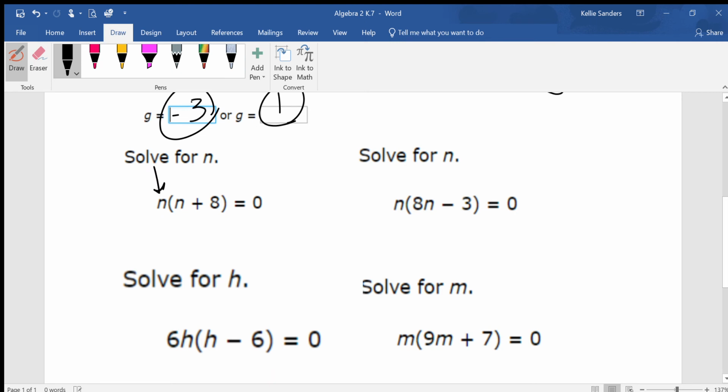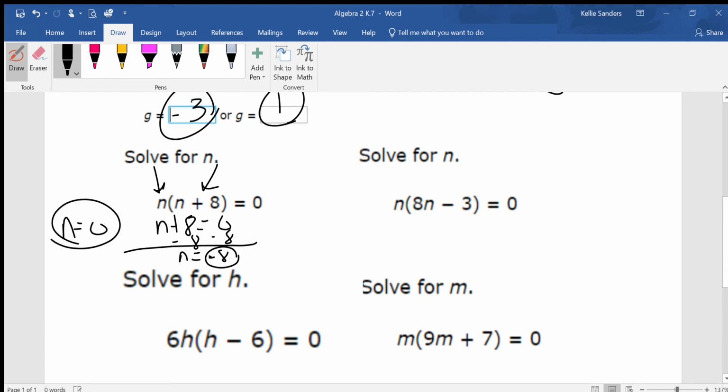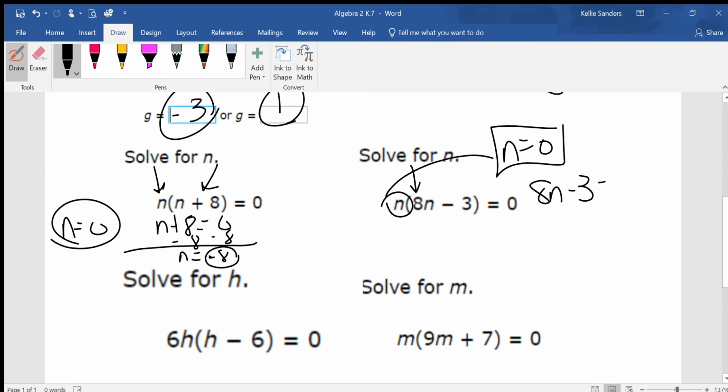Okay, this has an n with it, so I'm going to set n equal to 0. This has an n with it, so n plus 8 equals 0. Subtract the 8, subtract the 8, so n equals -8. And this is already solved. N is already by itself, so n equals 0 there. This is why I haven't just said make opposites, because of this situation right here. So this n equals 0, it is done, but 8n minus 3 could also equal 0. So we are going to solve this for n to be able to figure out what makes it 0.